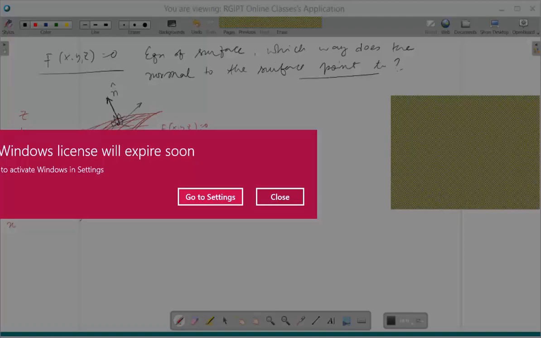Yeah, good. So someone has answered: the gradient of that function at that point. Absolutely right. So the gradient is actually the normal. So del f is normal to the surface. Thanks, Abhishek.